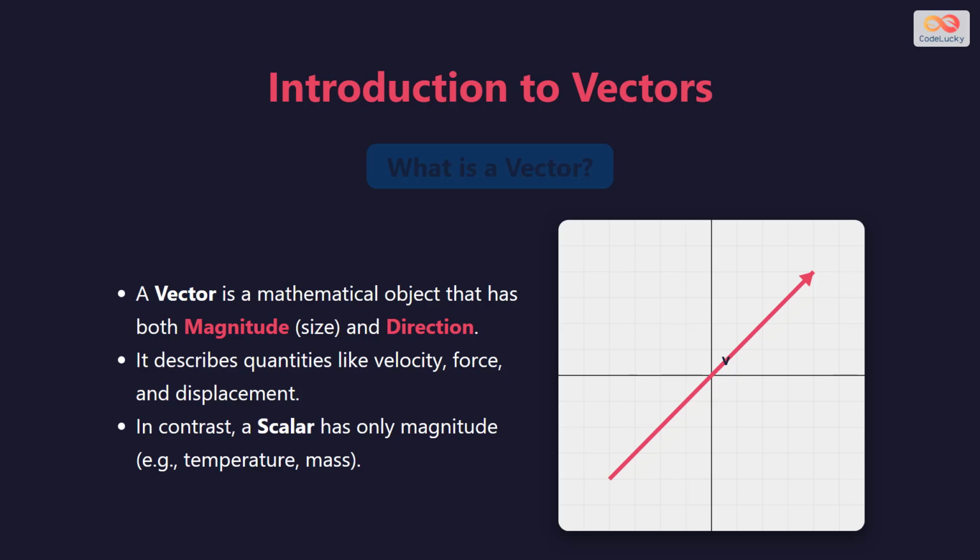Today, we are going to explore a fundamental concept in calculus and physics. A vector is a mathematical object that possesses two distinct characteristics: magnitude, which is its size or length, and direction. This is different from a scalar quantity, like temperature or mass, which only has magnitude.